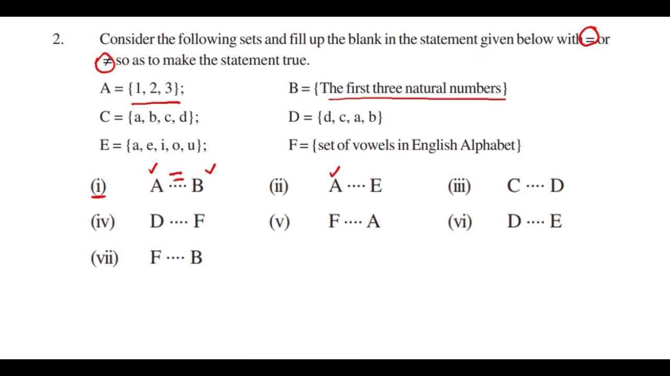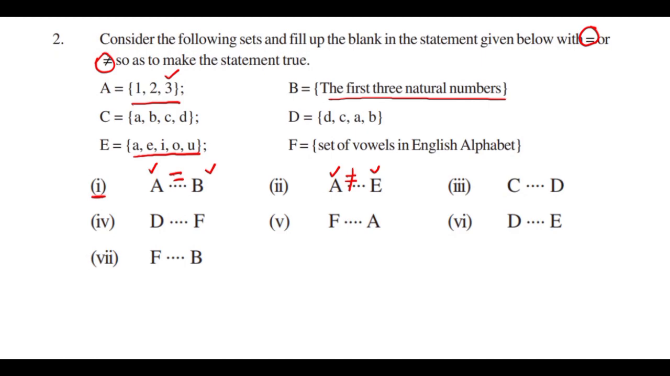Next, second question, compare A and E. E has A, E, I, O, U, five elements. Set A has 1, 2, 3, just numbers. But E is the vowels of the English alphabet. So both are not equal. Then you put the symbol here: not equal.